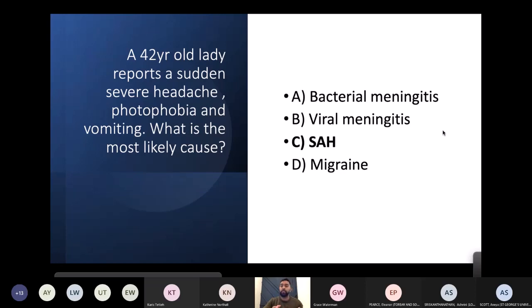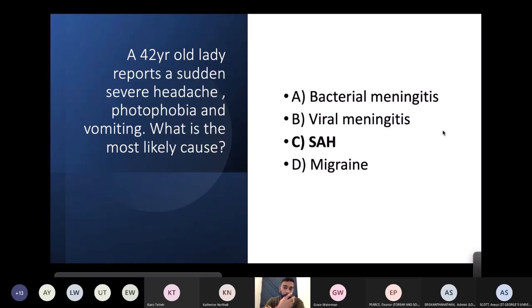The cause of meningism could be infectious, also non-infectious. You can rupture a blood vessel in the brain like that, and that will present very quickly, whereas your bacterial or viral symptoms are going to be building up for days. So this is what this question is going to test: sudden severe headache.